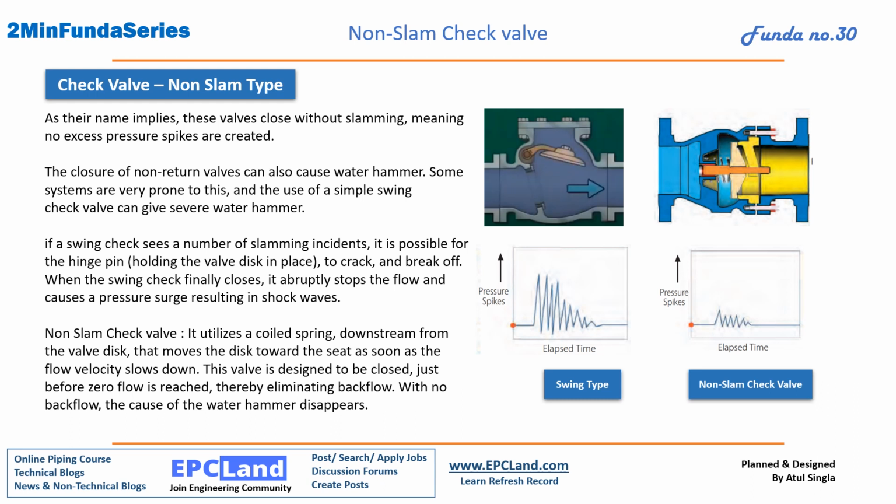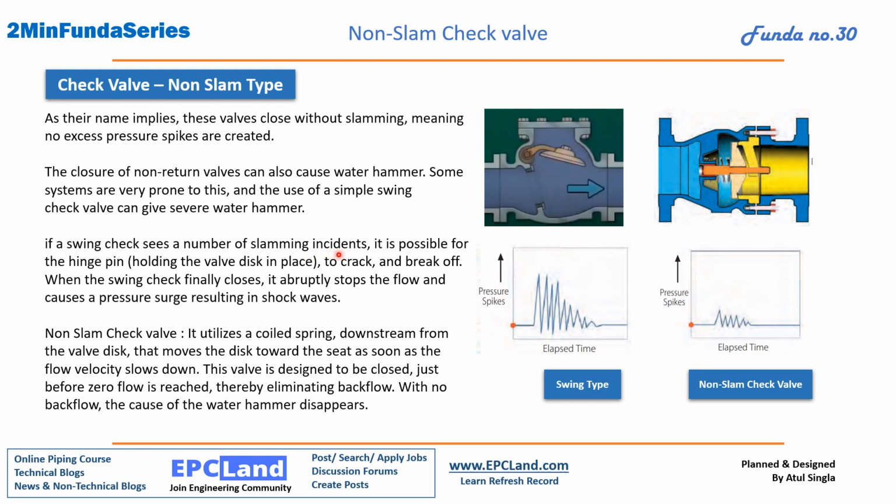Now this one is a special case of check valve, which we call non-slam type. To understand the functioning of non-slam, we have to compare it with the swing type check valve. Okay, now we have already discussed this type of swing type check valve, where it is opening with the flow and getting closed. If you see, if a swing valve sees a number of slamming incidents, slamming incident means it opens, it closes, it opens and it closes, then it starts hitting at the seat, so it may get damaged, and there will be a repeated action which will cause some damage to the seats.